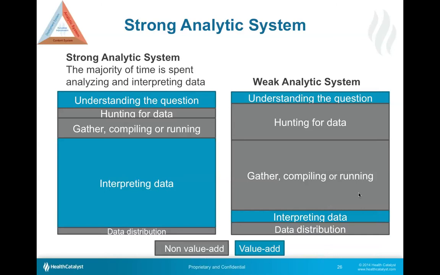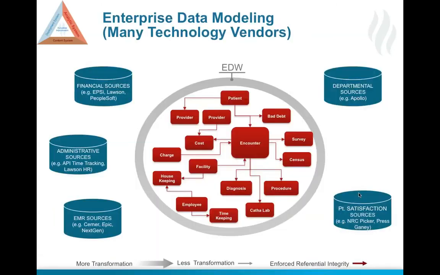So how do we make that easier? What are the components that make that easier? Well, the first is implementing an enterprise data warehouse. Now, there are different models for doing that, and I would say there are three prevailing data architectures that are present in the industry today. Many technology vendors have adopted the enterprise data modeling technique, and this has worked very well in other industries like manufacturing and retail, but has had some challenges in healthcare.